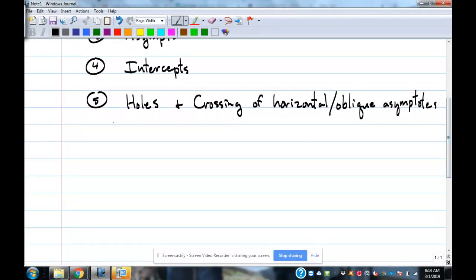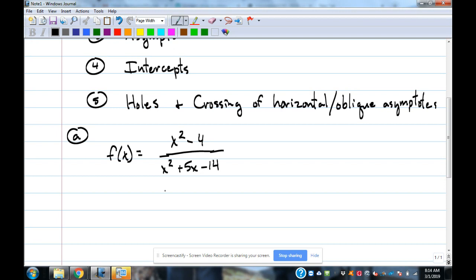All right, so let's start with a nice example here. F of x equals x squared minus 4 over x squared plus 5x minus 14. So we're going to do those 5 things for this particular rational function. All 5 of those things there at the top. So first thing we're going to find is the domain. So we do that by doing what?